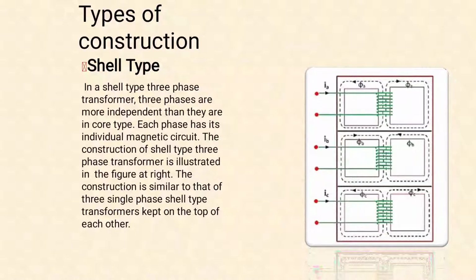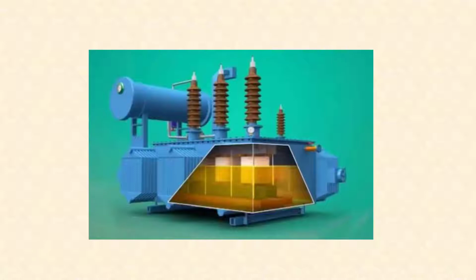Similarly, another type is called the shell type transformer. In a shell type three-phase transformer, the three phases are more independent than they are in the core type. Each phase has its individual magnetic circuit. The construction of the shell type three-phase transformer is illustrated in the figure at the right-hand side. The construction is similar to that of three single-phase shell type transformers kept on top of each other. So three single-phase transformers kept one by one, like a shell arrangement transformer. From the diagram you can easily understand what the shell type transformer is. So this is the practical or realistic view of a three-phase transformer.